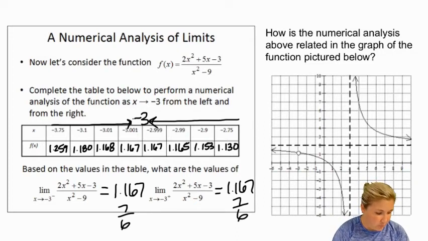So the numerical analysis for this graph is that they both approach 7/6, even though it's not defined at negative 3. We would call that a point of discontinuity. That's a big word, discontinuity. But they're still approaching the same number, which is fine.